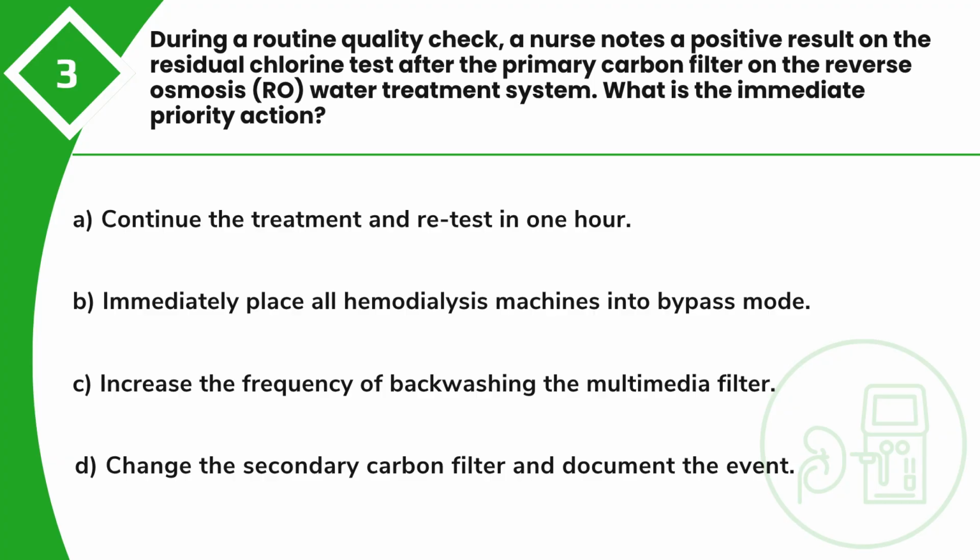Question 3. During a routine quality check, a nurse notes a positive result on the residual chlorine test after the primary carbon filter on the reverse osmosis, RO, water treatment system. What is the immediate priority action? A. Continue the treatment and retest in 1 hour. B. Immediately place all hemodialysis machines into bypass mode. C. Increase the frequency of backwashing the multimedia filter. D. Change the secondary carbon filter and document the event.